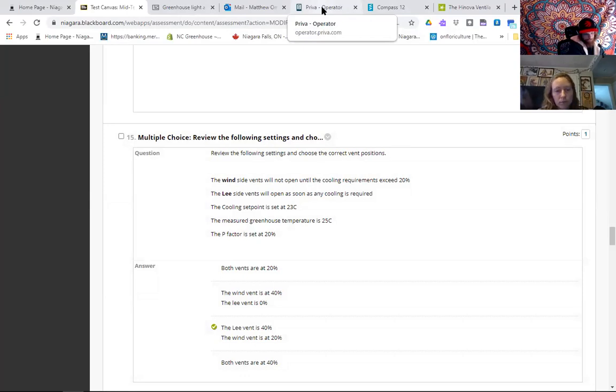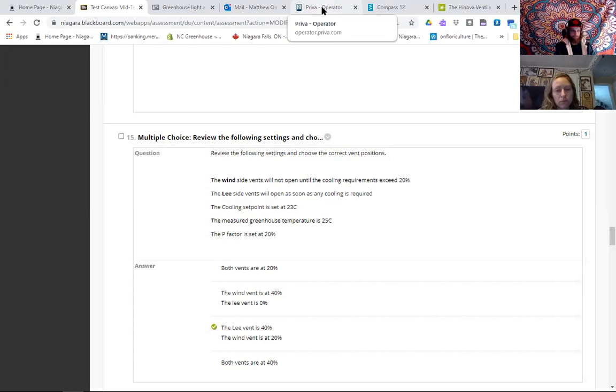So the wind side vents will not open until the cooling requirements exceed 20%. Okay, so we're going to stop the wind side vent from opening before the lee side, right? The wind blows into the greenhouse from the wind side. It'll cool the greenhouse down faster than it would if it were to blow over the greenhouse and blow the heat away from the greenhouse through the lee vent, right?